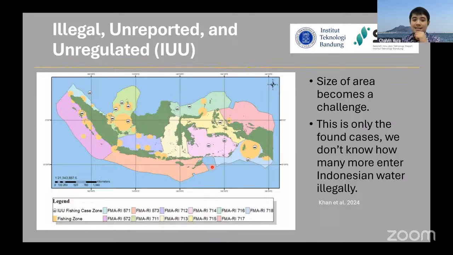Sadly, this is only what we know of, or what is reported or caught. Because Indonesia's seas are very big, it's very hard to allocate a lot of money to really monitor all of these things. But hopefully with improvements, now we have remote sensing and satellite observation, in a few years we can improve monitoring and catching illegal fishing in Indonesia.